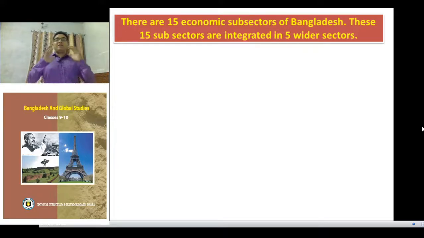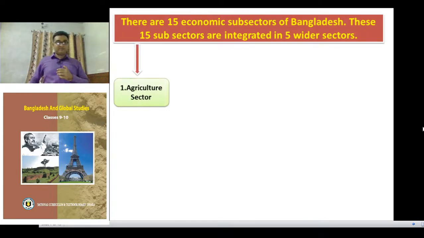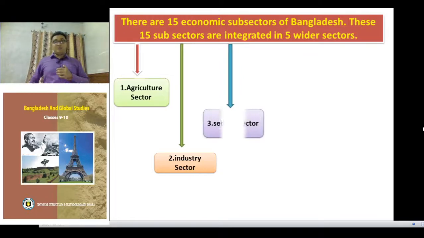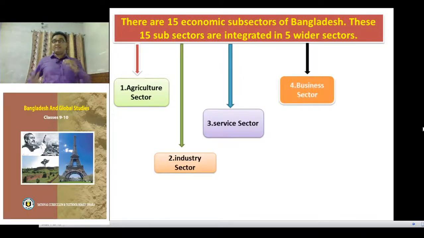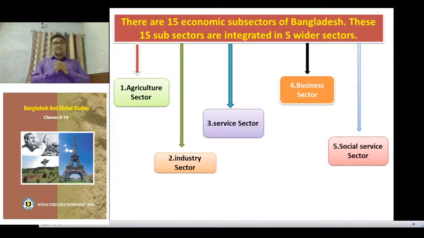Dear students, in our country basically there are 15 economic subsectors. Okay, and these 15 subsectors are integrated in five wider sectors. Now I am going to show you these five wider sectors of our economy. The first one is agriculture sector, next one is industry sector, then service sector, next one is business sector, and last one is social service sector. Dear students, now I am going to discuss about all of these five wider sectors of our economy.